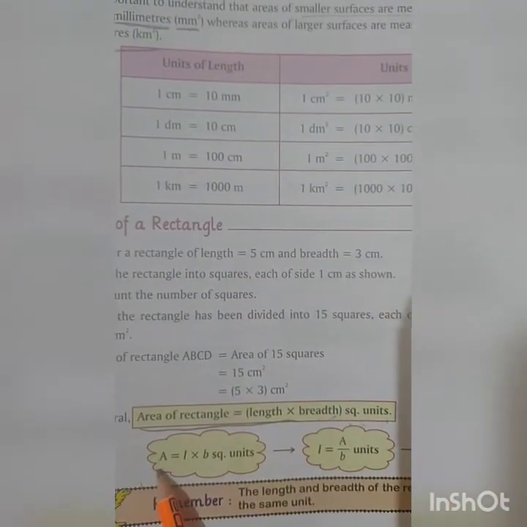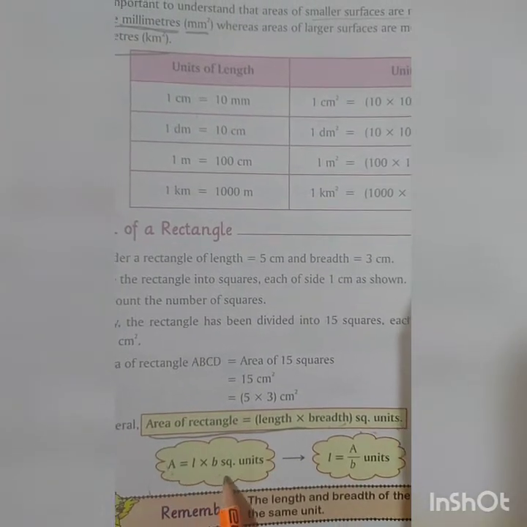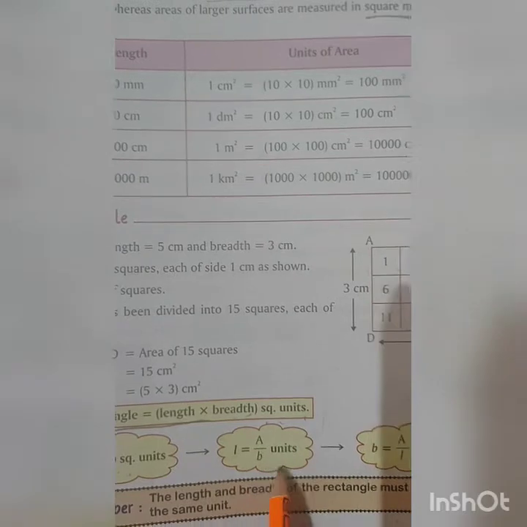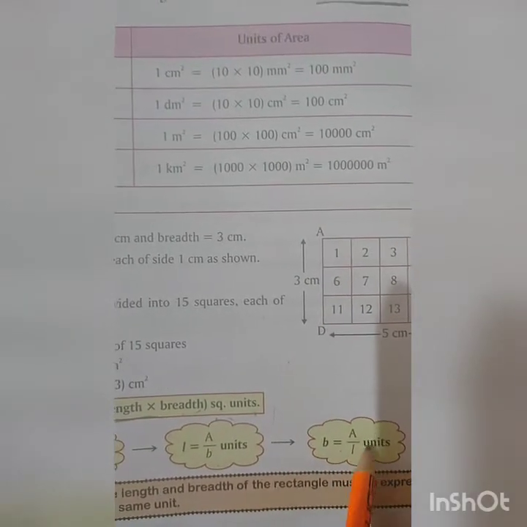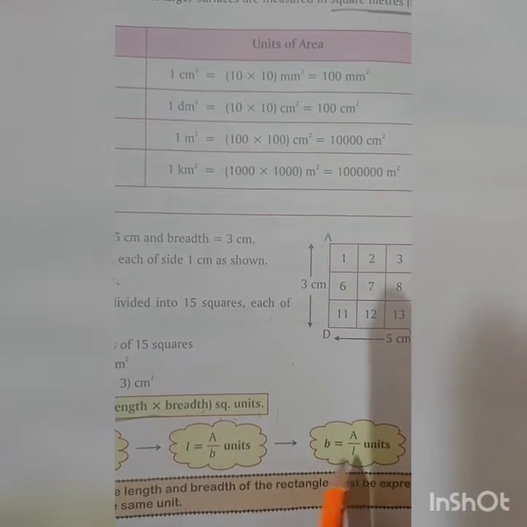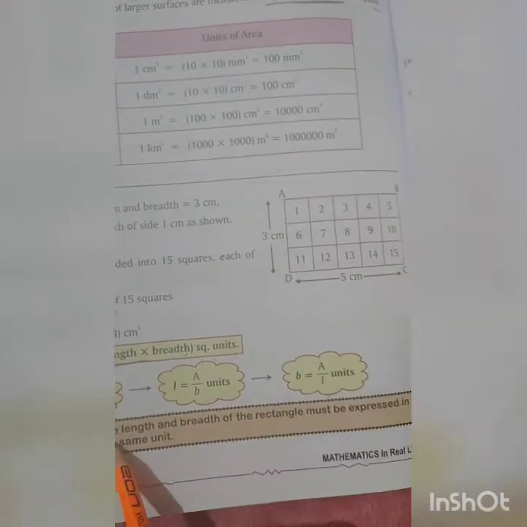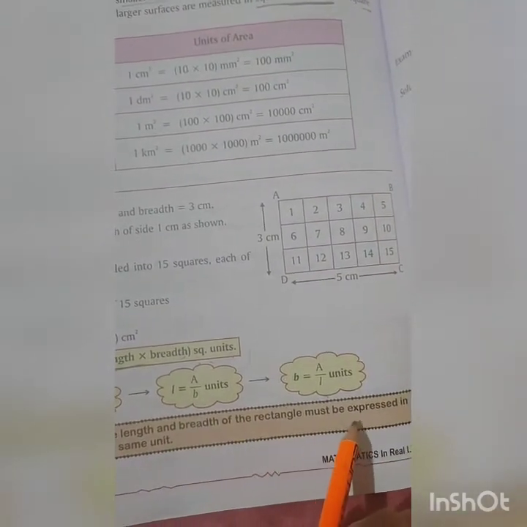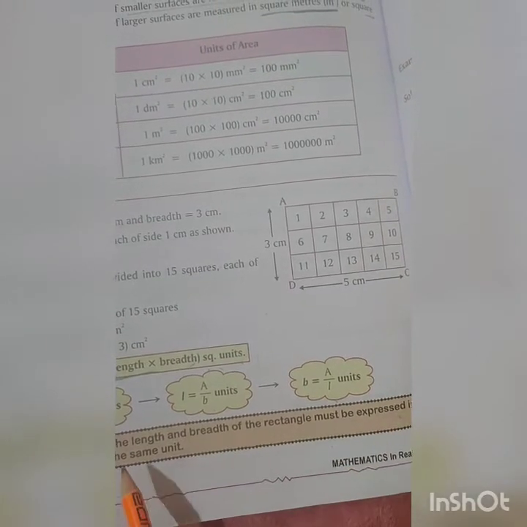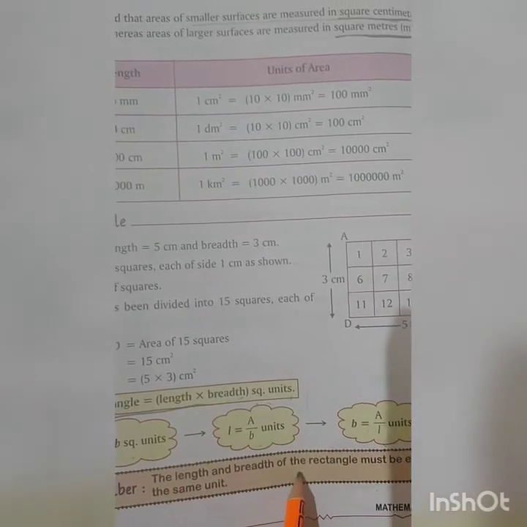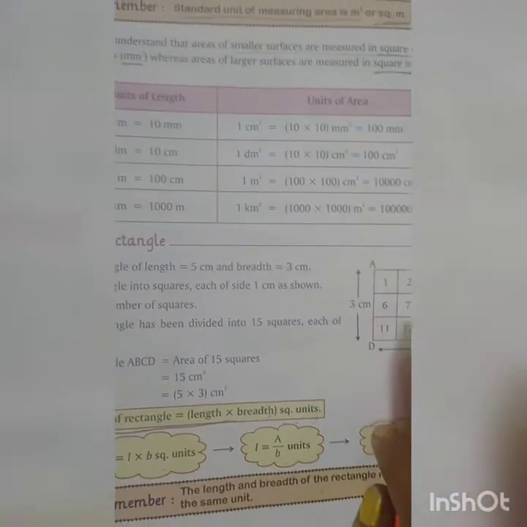So the formula of area of rectangle is length into breadth. To find length, it will be area upon breadth, and to find breadth, it is area upon length. So here one thing we have to remember, the length and breadth of the rectangle must be expressed in the same unit. Length and breadth should be in the same unit.